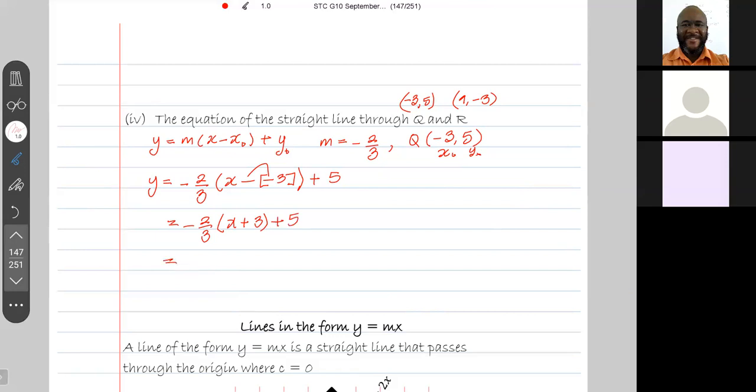Distributive law, minus 2 over 3 x. A negative times a positive is a negative. 2 over 3 times 3 is 2. So this is minus 2 plus 5. Guys, y is equal to minus 2 over 3 x plus 3 is the equation of the line segment, the equation of the line QR.